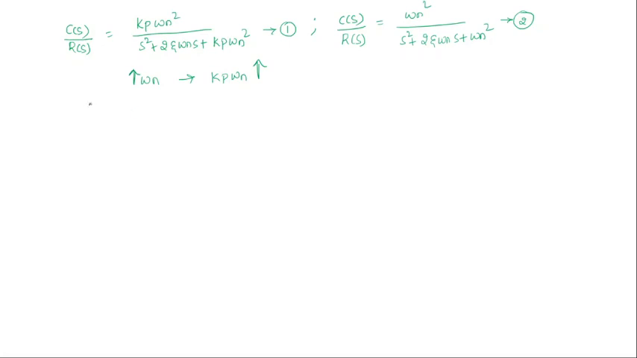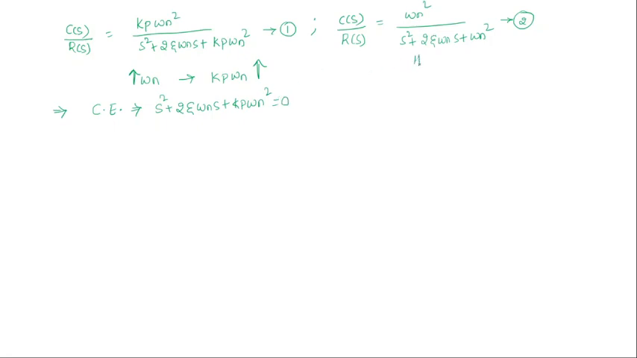I am taking the characteristic equation for this one. What is the characteristic equation? The characteristic equation is the denominator part of the closed loop transfer function equal to 0. So the characteristic equation is S square plus 2 zeta omega n S plus Kp omega n square equal to 0.